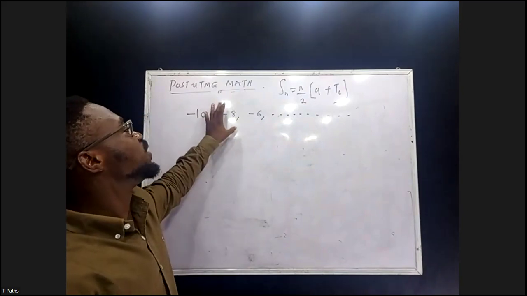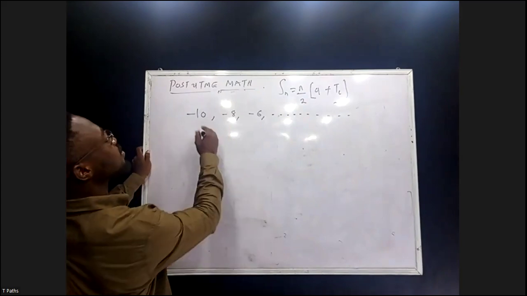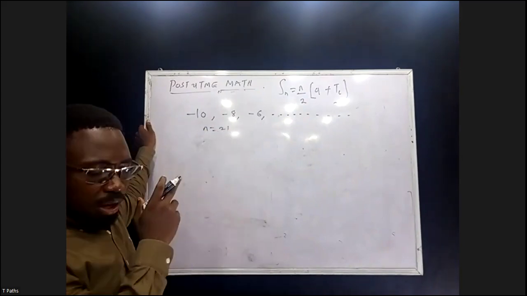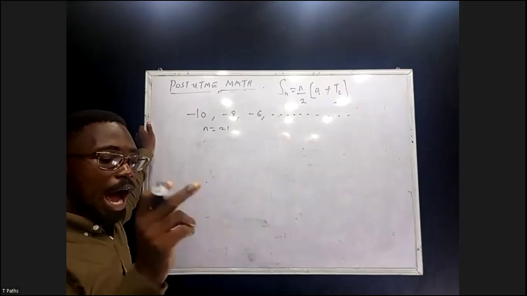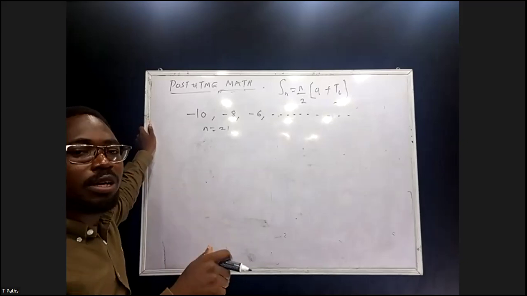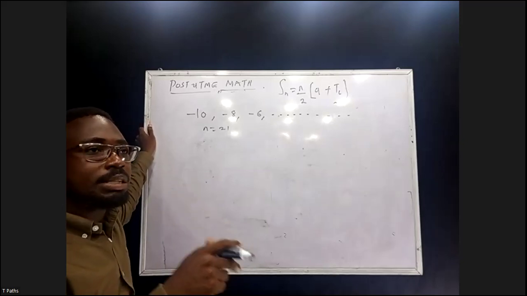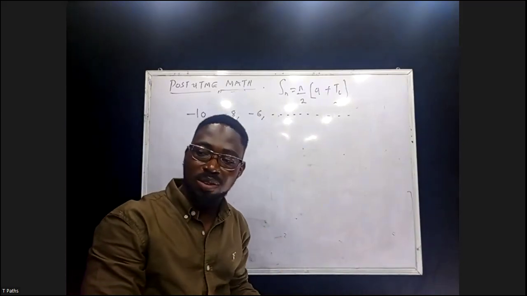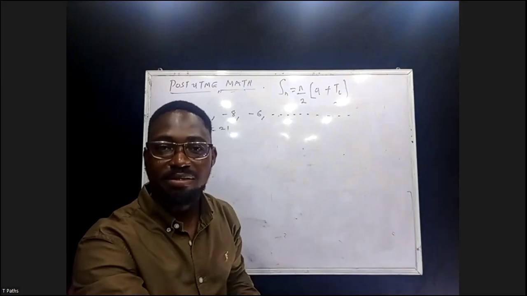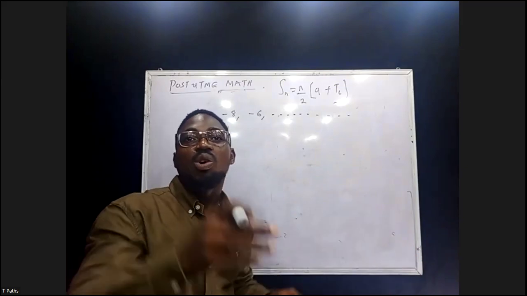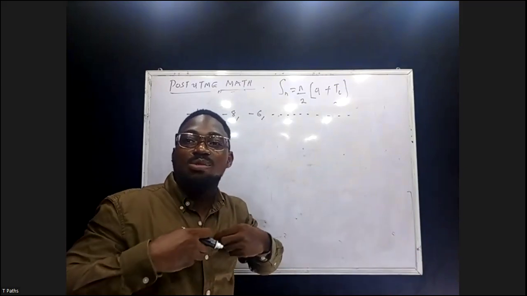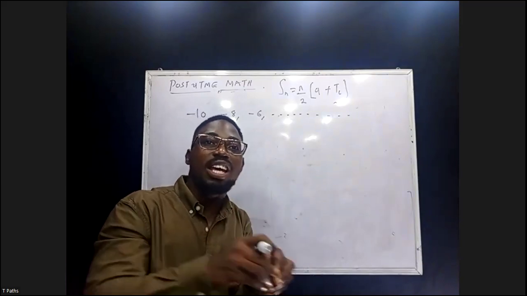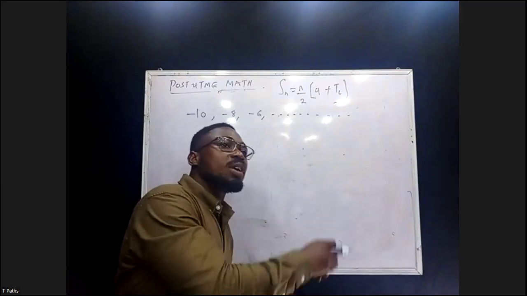You want to get the sum of the first 21 terms. That is n equals to what? 21. But there's a problem here. What's the problem? I don't know if this progression is an AP, arithmetic progression, or a GP, a geometric progression. So it is your own duty as a student, before you start solving, to test: is this progression an AP or a geometric progression?